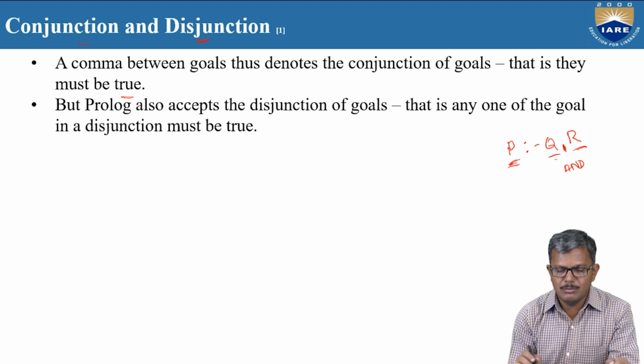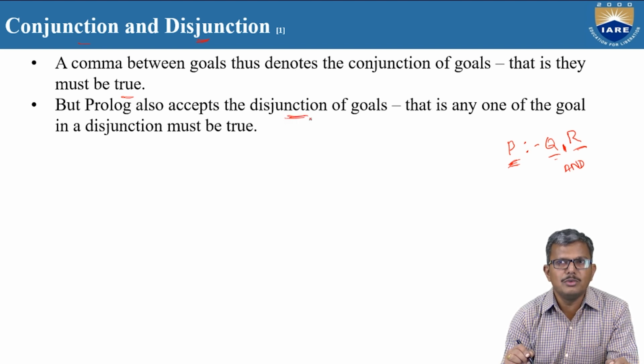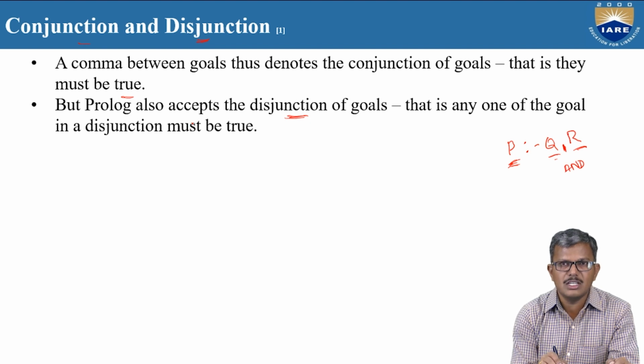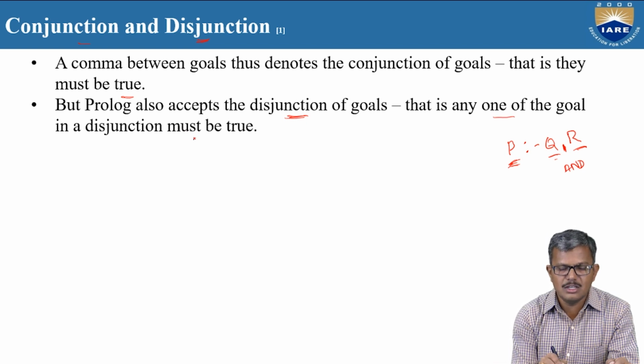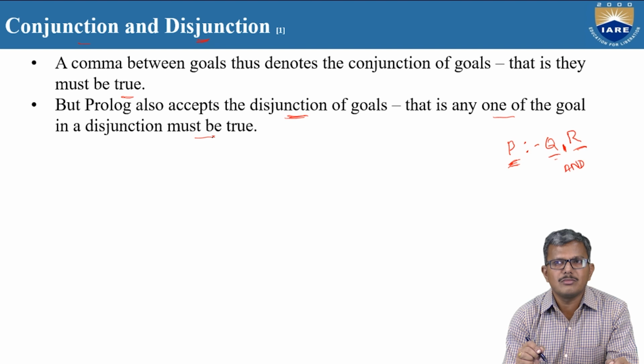So when can it happen? Whenever you use disjunction. That's why we say that Prolog also accepts disjunction along with conjunction, that is, any one of the goals in the disjunction must be true. We can represent the statement like this: true or false. In this case you can prove that P is true.